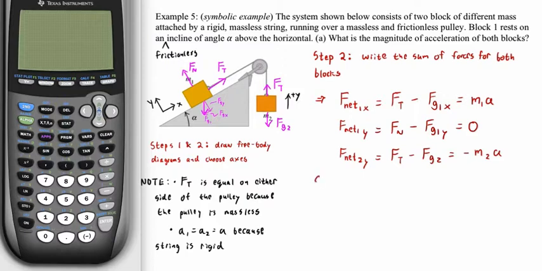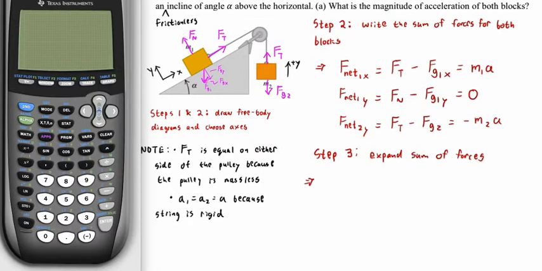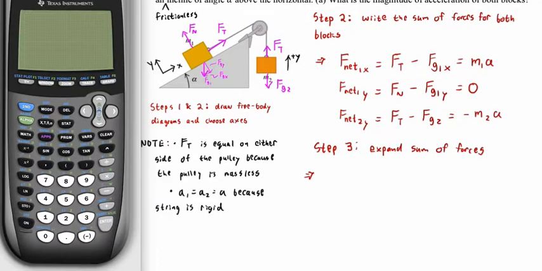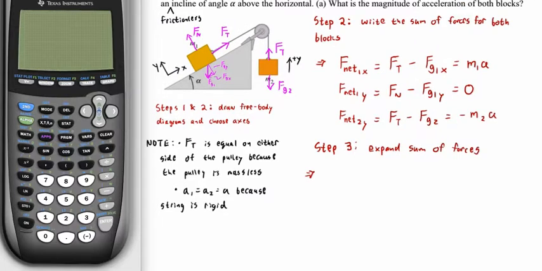So moving forward with the problem, step 3, we're going to expand our sum of forces. By expand, I just mean write them with more information and include any cosines or sines where necessary with our components. I'm just going to do it for x and y of blocks 1 and 2 respectively. In other words, I'm just going to leave out the sum of forces for block 1 in y. So I'll say that right here. This is not needed for a solution of solving for the magnitude of accelerations of both blocks.